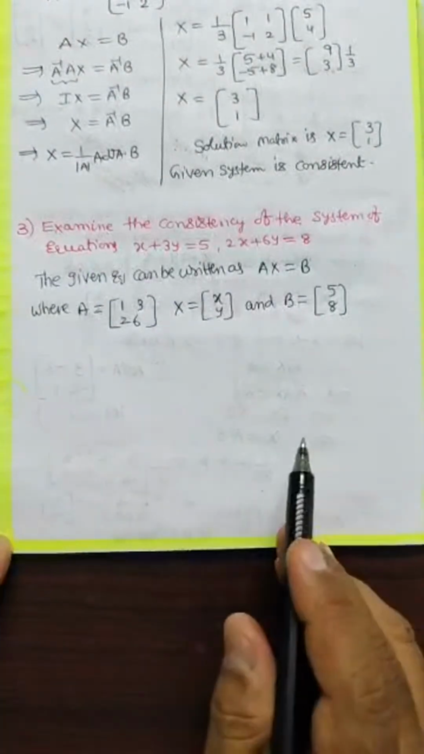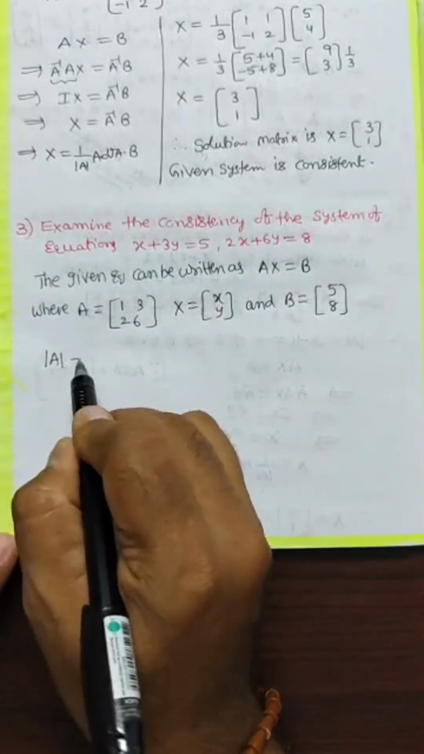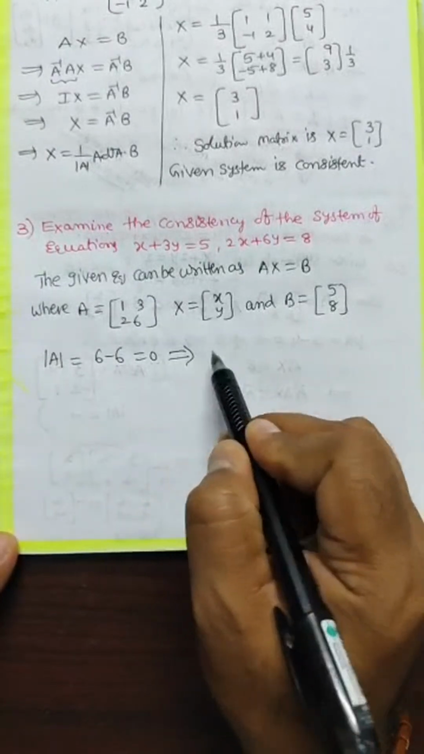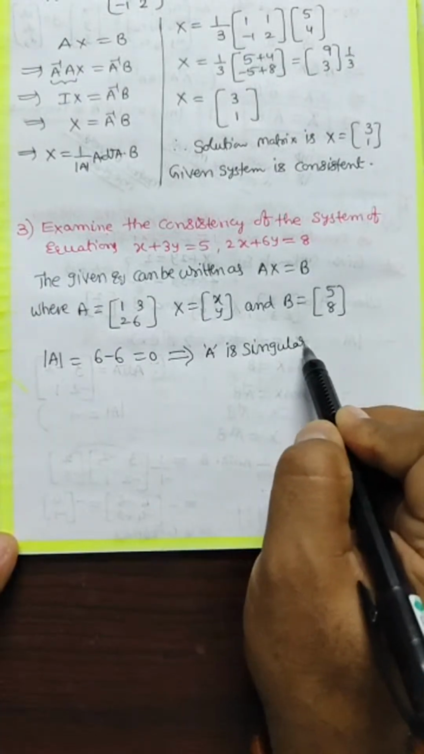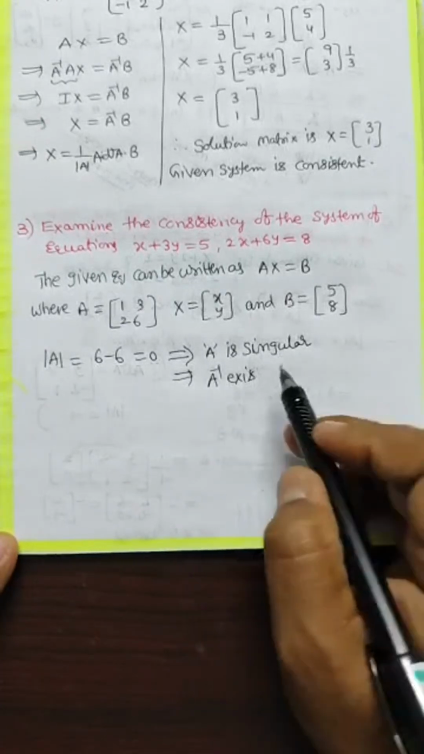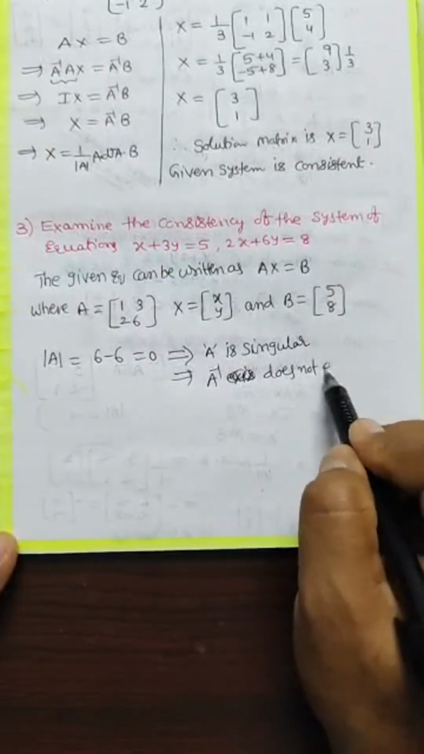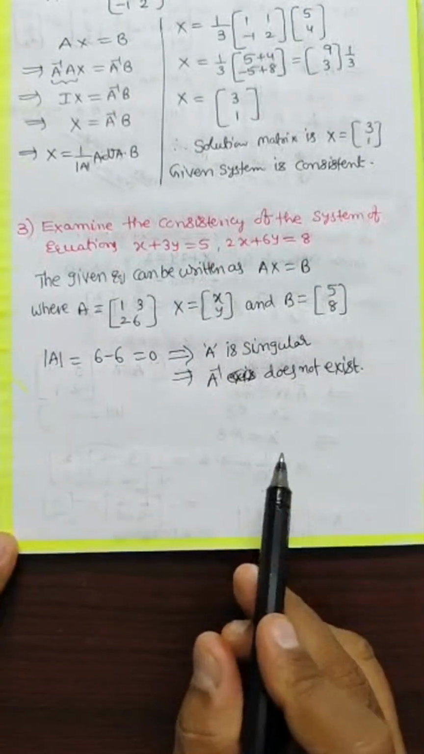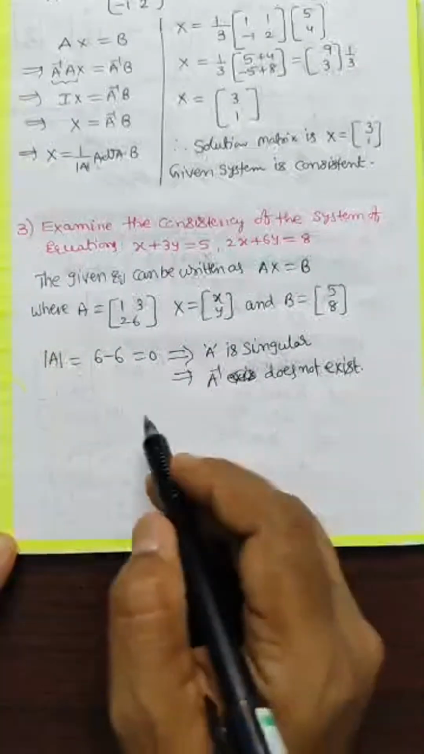After completing this, find out determinant of A. So determinant of A, 6 minus 6, equal to 0. That implies A is singular. Whenever the matrix is singular, A inverse does not exist. Whenever A inverse does not exist, solution we cannot find, it does not exist.